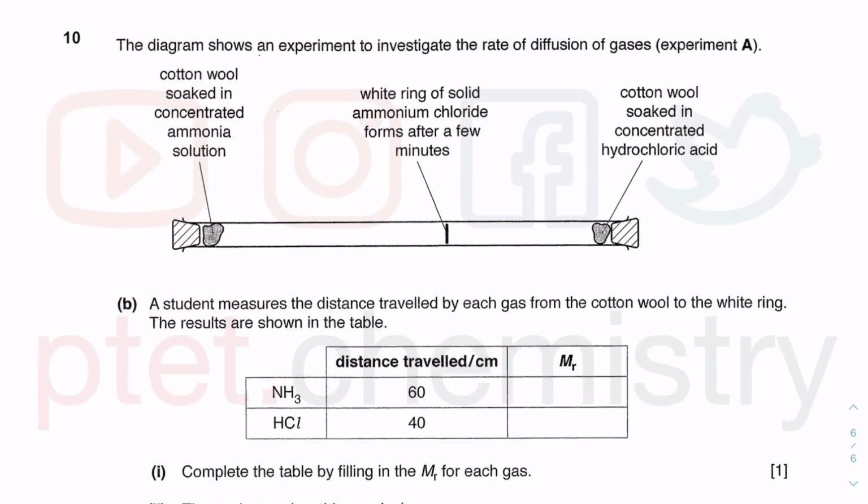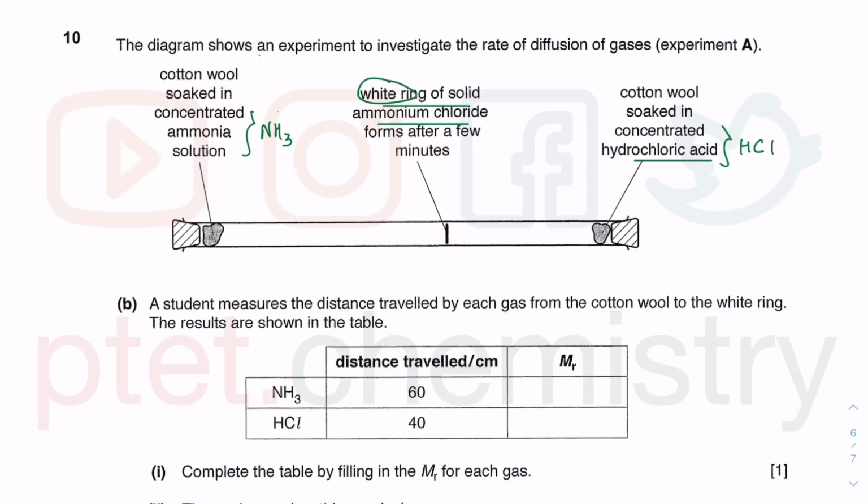So similar kind of questions where we got cotton wool. This is now with ammonia, NH3, and hydrochloric acid, HCl. And this is about the formation of a white ring of solid ammonium chloride. So your observations, you see a white solid, you see a white ring, which is actually ammonium chloride product.